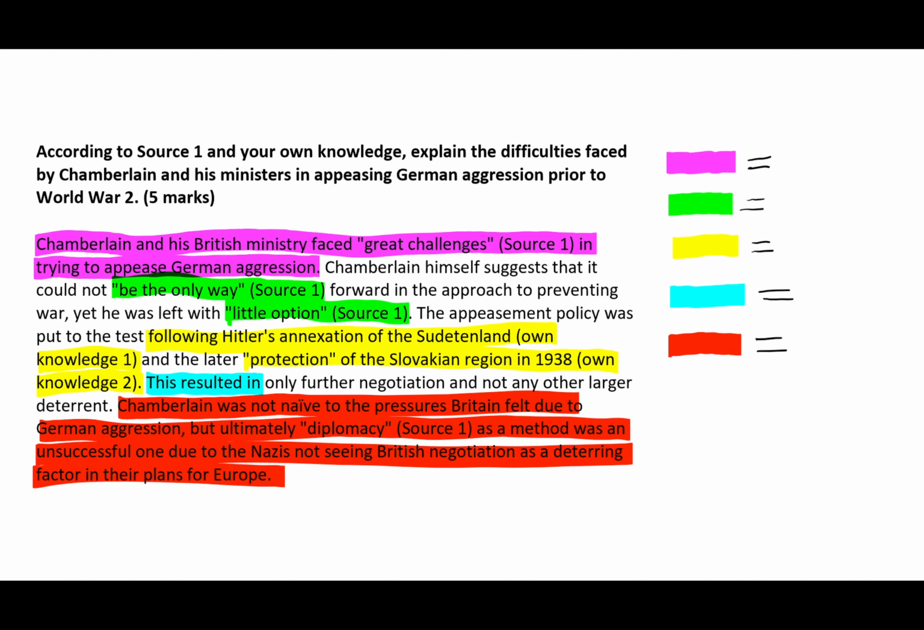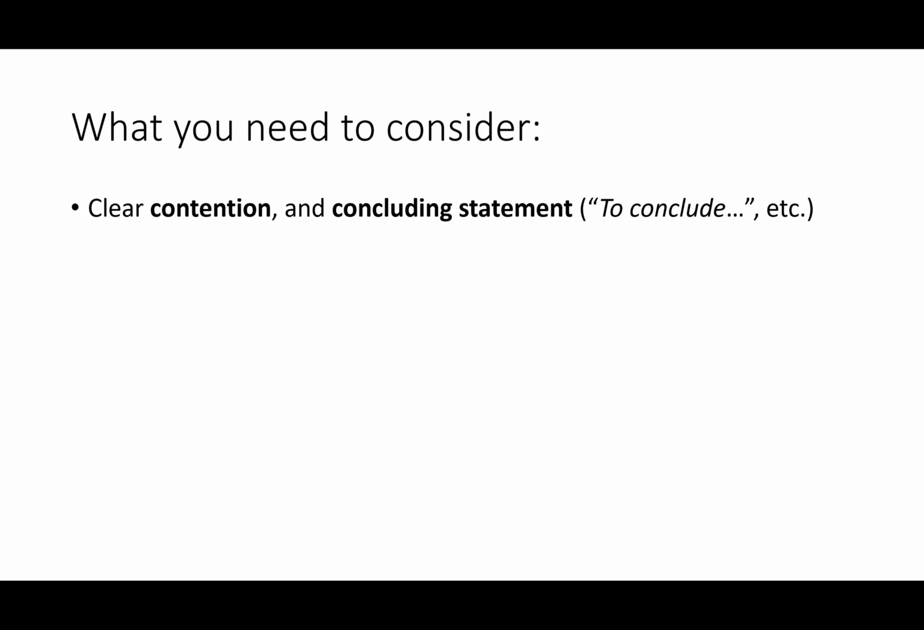Finally, in the red, we have a concluding statement. It is a summative statement that again answers the prompt more specifically than your contention would. You'll note they have quoted a source, but again, it's only a short quote. So, what we need to consider when we're constructing our responses is a clear contention and a concluding statement.